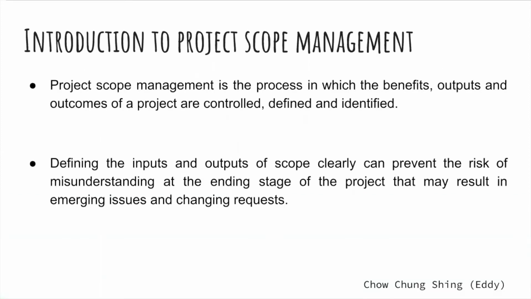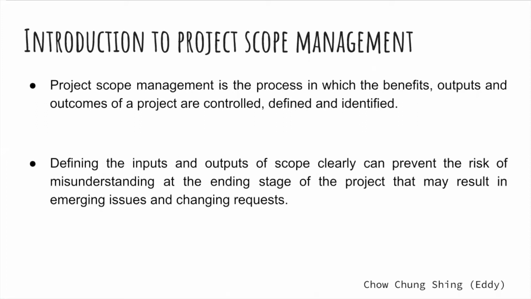Project Scope Management is the process in which the benefits, outputs, and outcomes of a project are controlled, defined, and identified. For the definition of project scope, it is crucial to clarify the interface and boundaries with different related projects. The approach to using scope to manage various projects depends on the project life cycle.